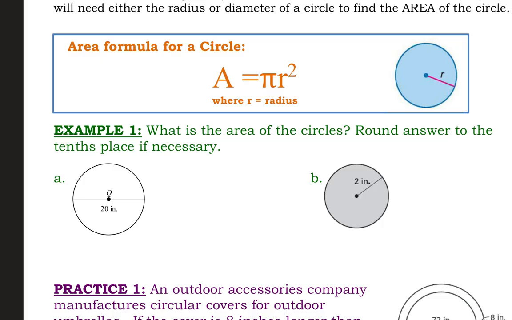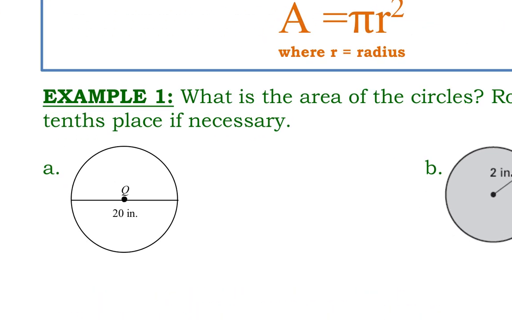So in example 1, it says, what is the area of the circles? Round answers to the 10th place. So you just need to make sure you're always using the radius. So if my diameter is 20, what would my radius be? 10. All right, so here we have area equals pi 10 squared.